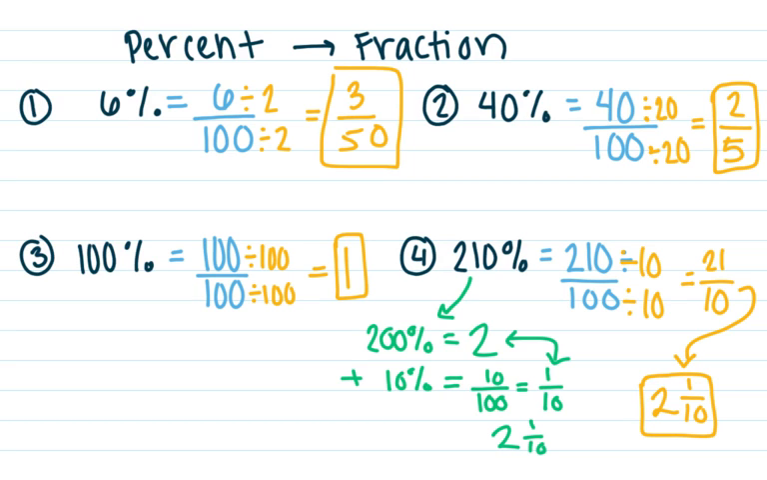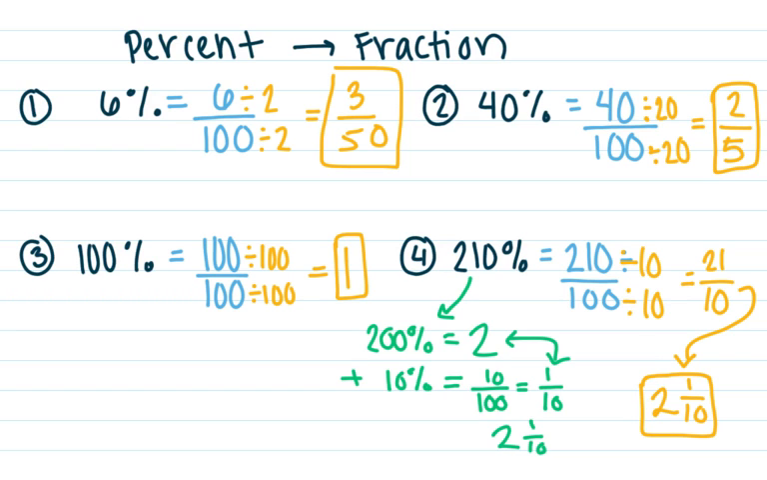Okay, so you can break apart the numbers in your brain like that, or if you just want to have one method, do it the same way every single time, then you can just put that percent over 100 and simplify it. Again, no matter how big or small a percent is, it's out of 100. You put it over 100 and then you simplify it down.